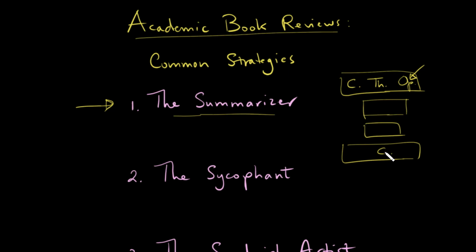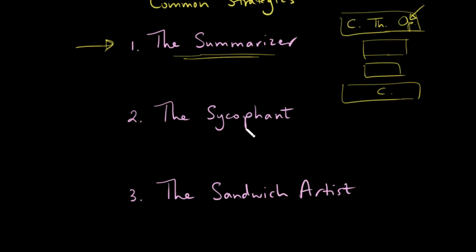There are many book reviews out there like this. It's a good way to play it safe, and this is often what happens also when the book reviewer is not an expert in the field. When the reviewer has picked up the copy, has no idea what to think about it, and so just sticks to summary. Number two is the sycophant.